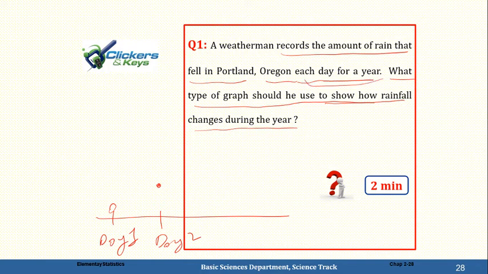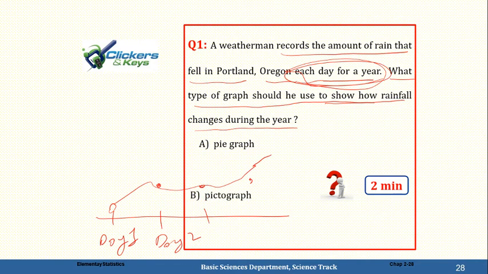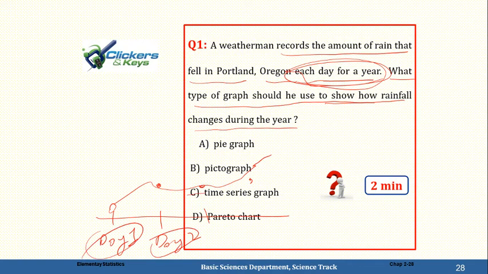Okay, if we have each day for a year, we take the record and we do it. This has to be what? It has to be a time series graph, right? Because we have the days here, the time. So it has to be C.